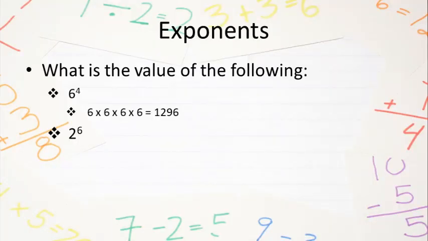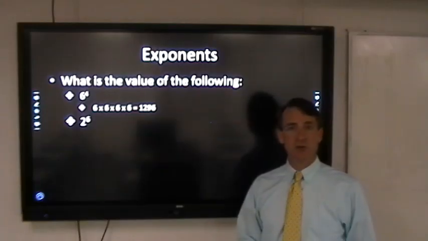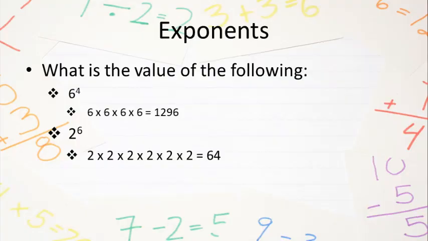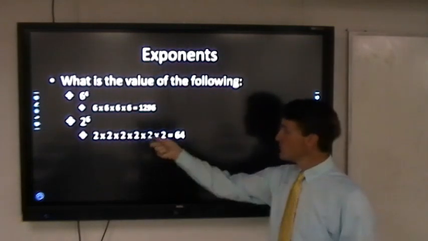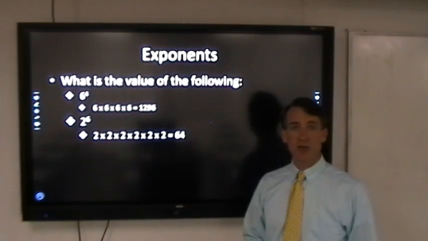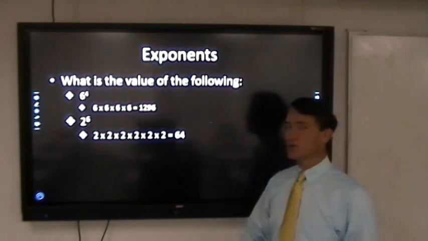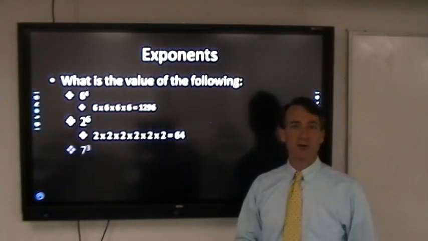Let's try another one. Here we have 2 to the 6th power. This indicates that my base of 2 is used as a factor 6 times. So 2 times 2 times 2 times 2 times 2 times 2 gives me a value of 64. On a calculator, we would type in 2 to the 6th power, so 2, caret key, 6, and that should give you 64 when you hit your enter key.